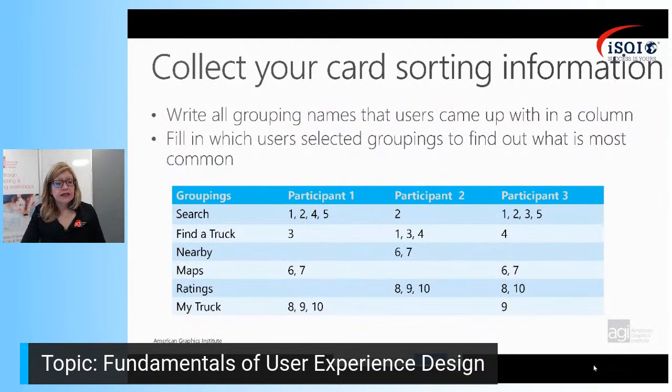If you're doing it manually, it's a pain, because if you notice on the left, I would have to write down every grouping, and then I would flip the cards over and I'd say, oh, participant 1, they used search and they put 1, 2, 4, and 5 in. And participant 2 only put card 2 in, and you have to try to find something there that is consistent.